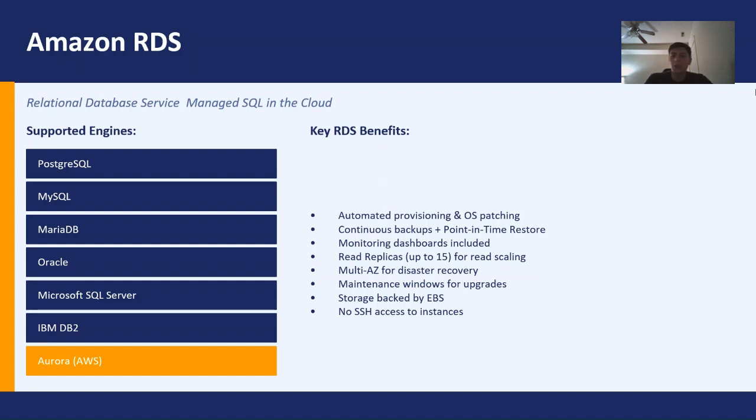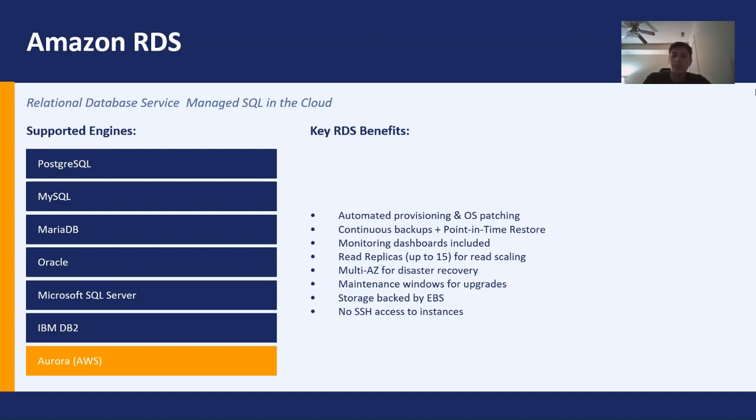The first service we are looking into is Amazon RDS, that is Relational Database Service. As the name suggests, it's an AWS managed service for SQL relational databases. RDS lets you create cloud databases using several engines like PostgreSQL, MySQL, MariaDB, Oracle, Microsoft SQL Server, IBM Db2, and also Aurora, which is Amazon Web Services' proprietary engine.